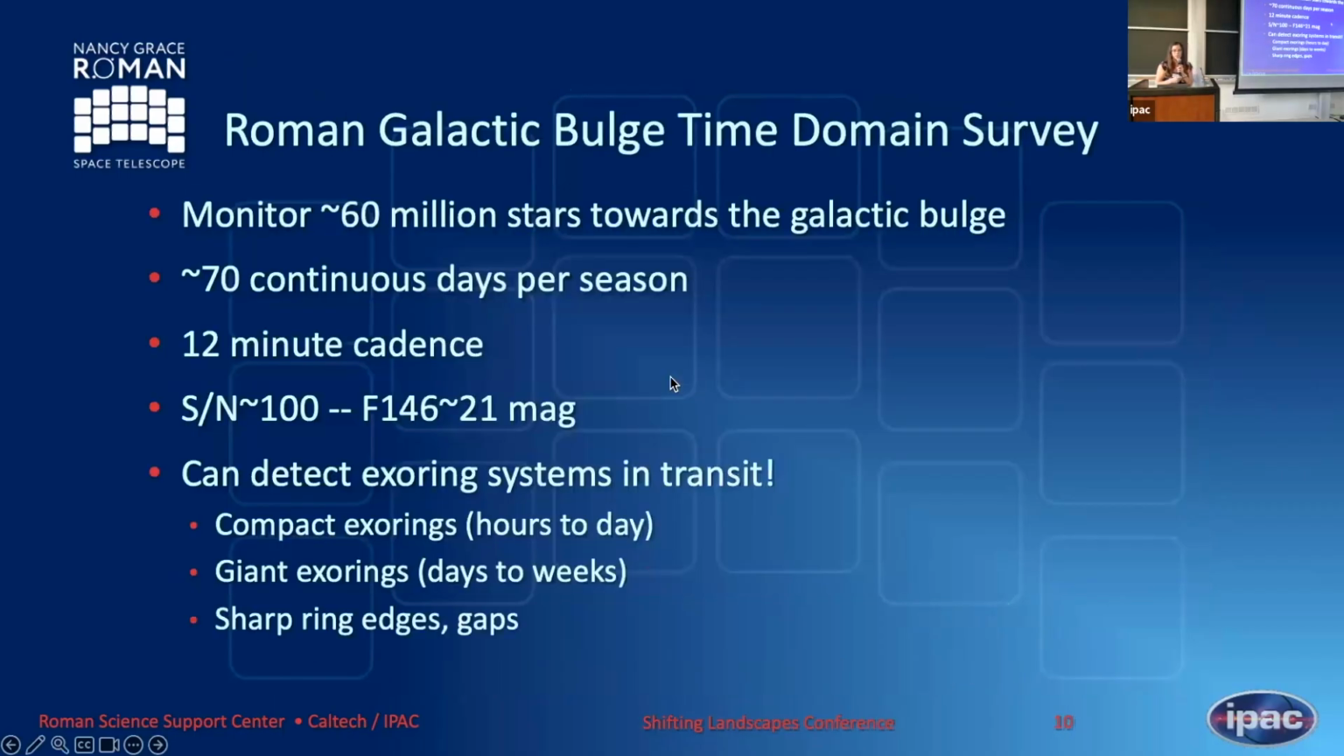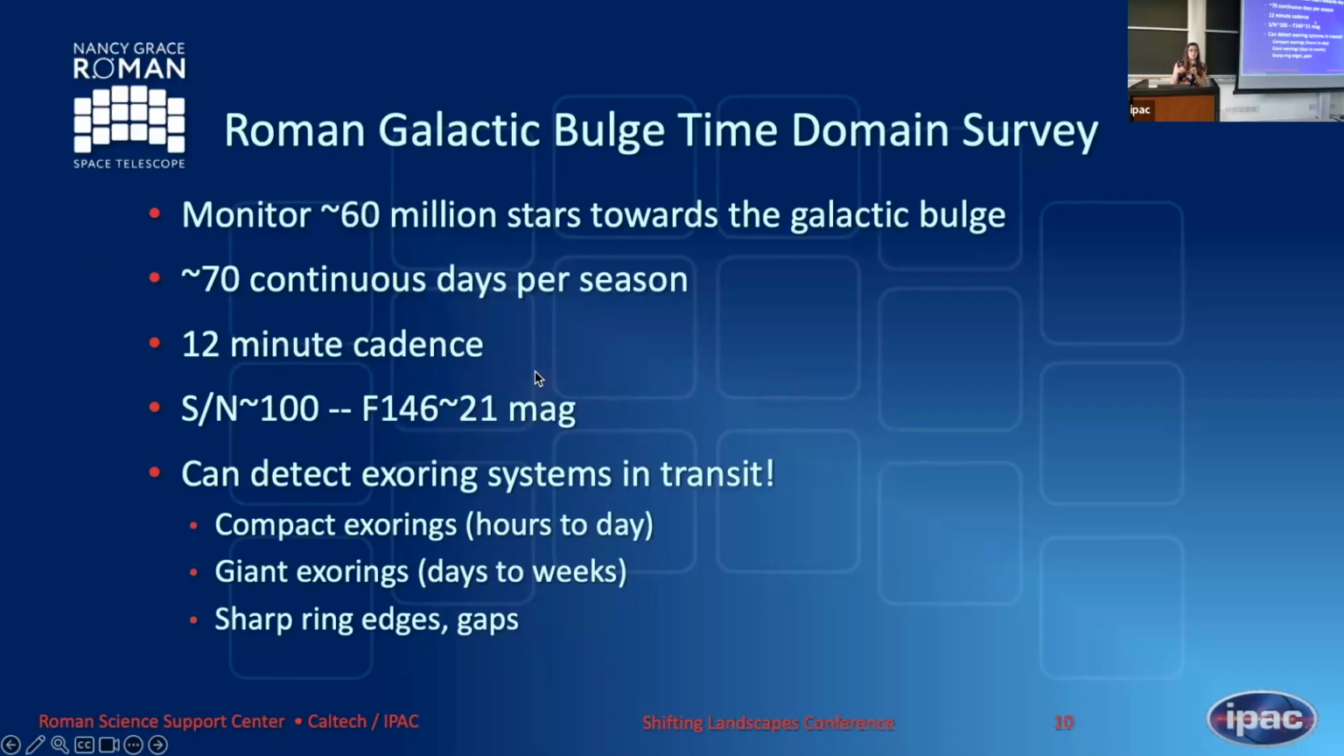Okay, so this brings me to Roman. The Galactic Bulge Time Domain Survey will be an incredible resource for finding exactly these systems. The reason is that it will be monitoring 60 million stars towards the galactic bulge. In the Kepler K2 data, for reference, it's about 500,000 stars, so this is a significantly larger sample of stars. It will have 70 days of continuous viewing per season at a 12-minute cadence.